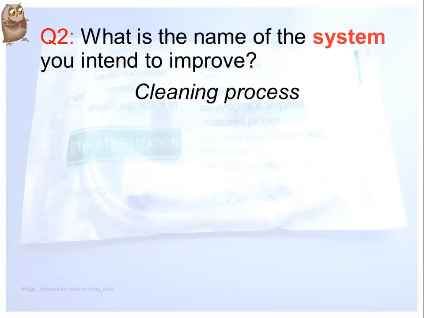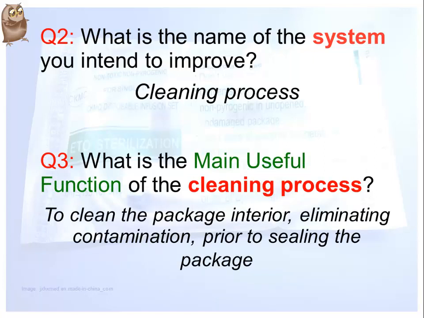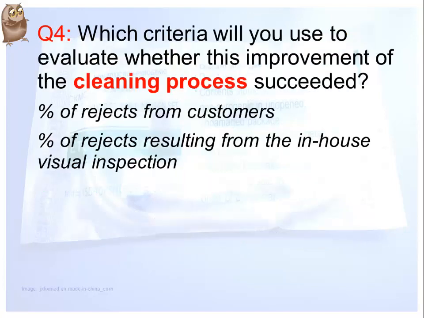Establishing the system's names was simple. The engineer put it down as a cleaning process. The main useful function of the cleaning process was also obvious: to remove all the foreign particles from the bag before it is sealed. The engineer suggested the following 2 criteria to evaluate improvements in the cleaning process.